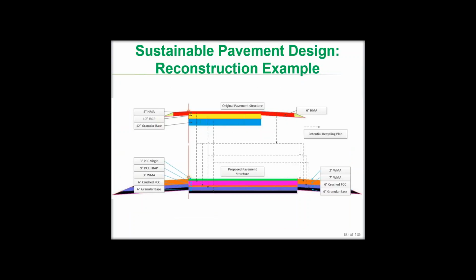Now, this cross section gives a good example of an existing pavement that, for instance, could be 2 lanes going to 3 or 3 lanes going to 4. Not only do you have to select whether you're going to use jointed plain or CRCP, but also how you're going to use all the various materials from the existing pavement most efficiently in the proposed pavement structure, and then how you're going to set up a construction process such that you minimize the handling of this material. And so there are many ways to think about it.